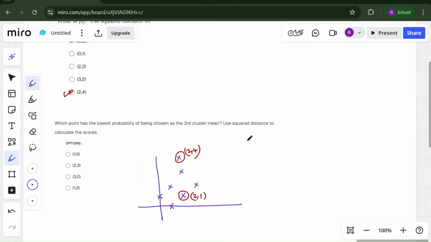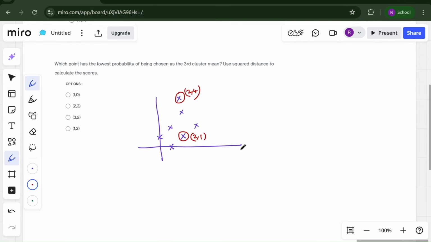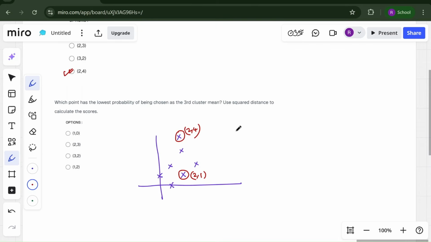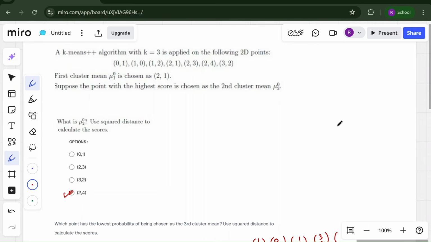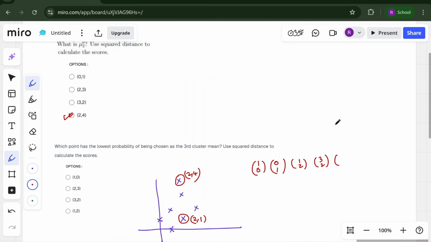So now what are the remaining data points? 1, 0, 0, 1, 1, 2, 2, 1 is already there, and then 3, 2, I guess. And this one is, yeah, go ahead. So like in the previous. Oh, is it 3, 2?